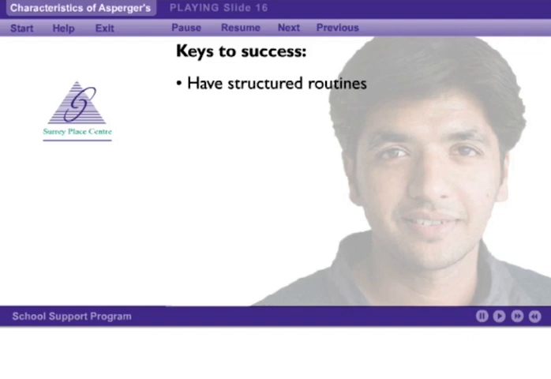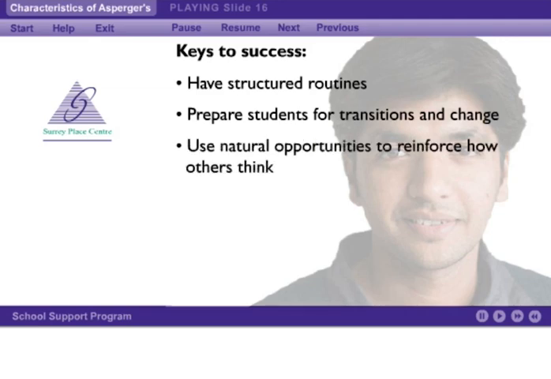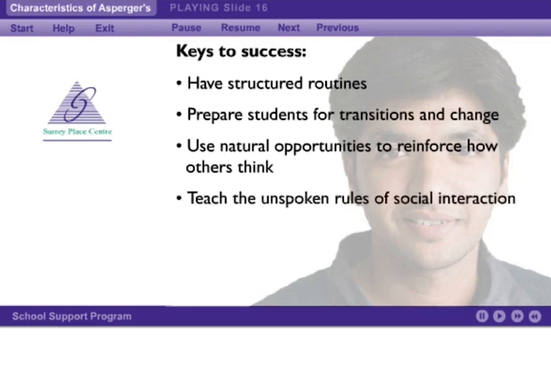Have structured routines, but prepare students for transitions and change. Use natural opportunities to reinforce how others think. Teach the unspoken rules of social interaction.